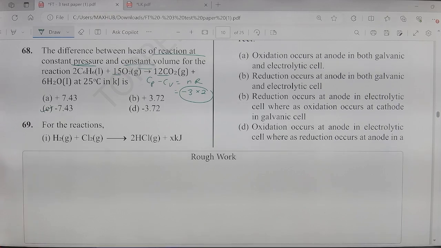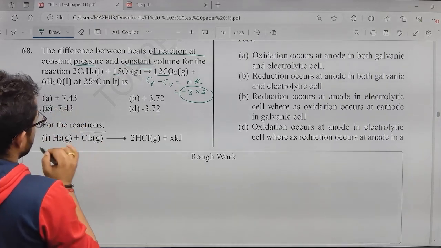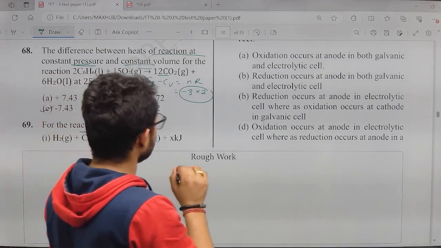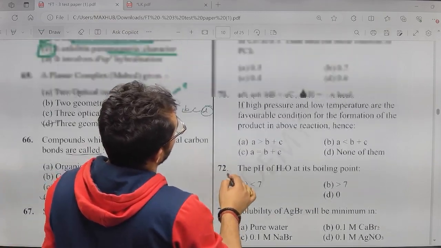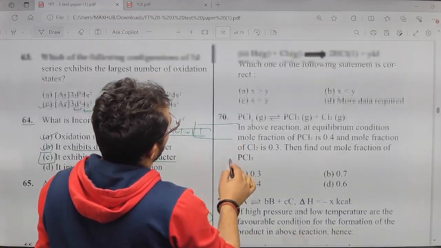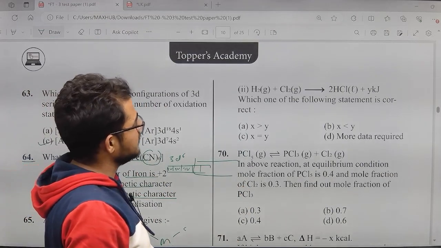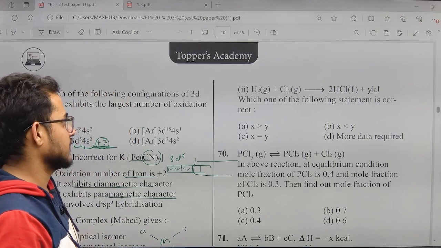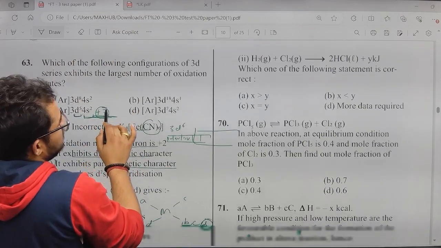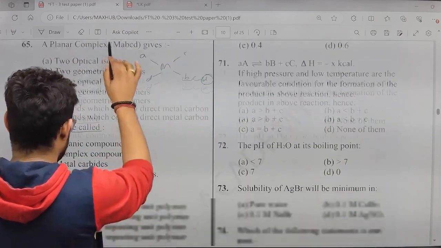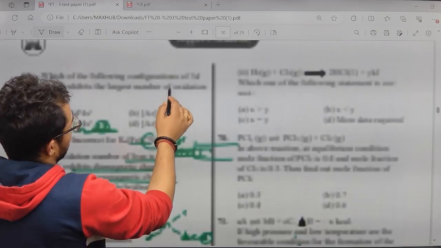Question number 68. Now for the reaction, this is the reaction given to you: H2 plus Cl2 gives Y. He is asking which of the following statements is correct. Listen, the statement which is given there: H2 plus Cl2 here gives liquid, and H2 plus Cl2 here gives gas. Okay, let's see.